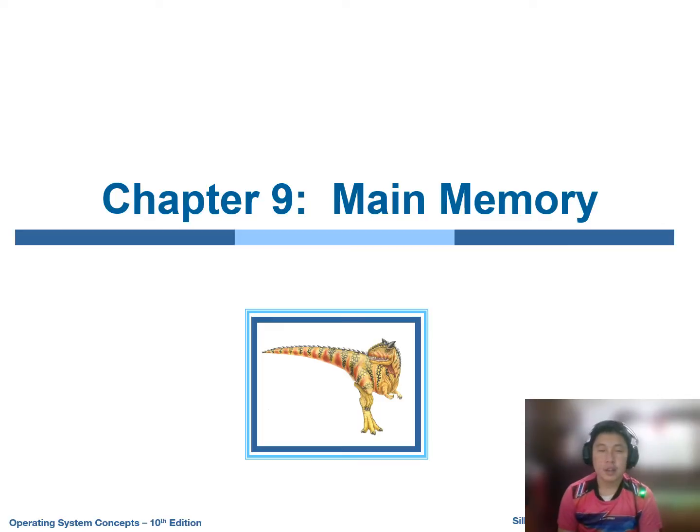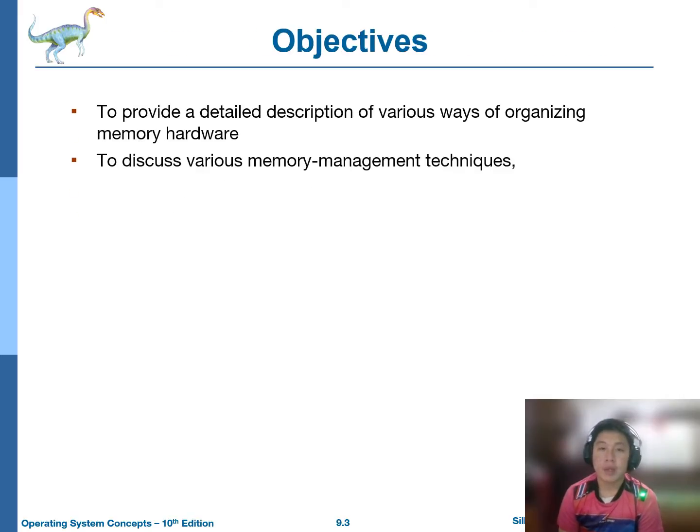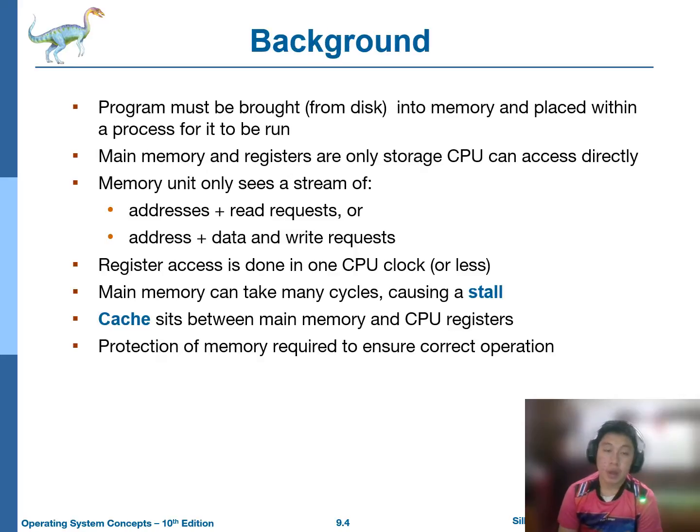ครับ วันนี้จะมานำเสนอ chapter 9 ครับ main memory โอเค ไปเลย ก็จะมี background, contiguous memory allocation, paging, structure of the page table, swapping นะ objective คือ to provide a detailed description of various ways of organizing memory hardware, to discuss various memory management techniques.